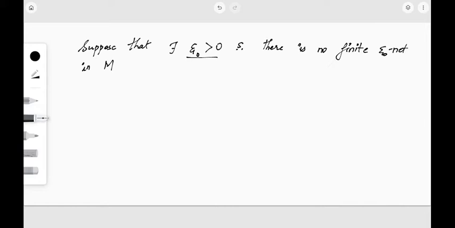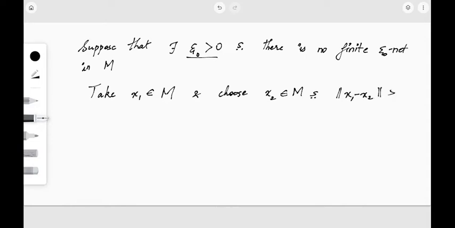Now, as there exists no finite epsilon naught net, I'm going to take an element x1 of M, and choose x2, an element of M, such that norm of x1 minus x2 is greater than or equal to epsilon naught. If it was less than epsilon naught, then it would be a part of the epsilon naught net. So I am choosing x1 and x2 in M such that norm x1 minus x2 is greater than or equal to epsilon naught.